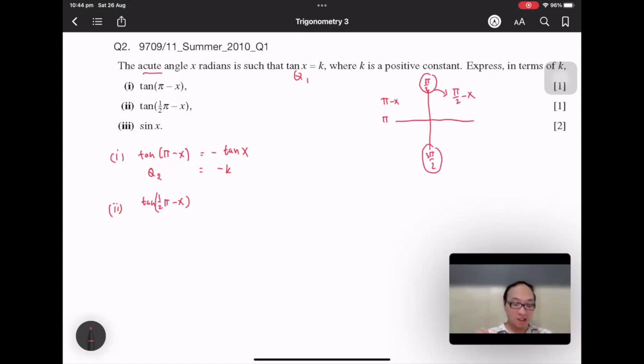So the tangent of half pi minus x will be equal to cotangent x. So tangent changes into cotangent, sine changes into cosine, and cos changes into sine. So this is equal to cotangent x, and this is positive because in the first quadrant, tangent is positive. So this is 1 over tangent x. So it's 1 over k.